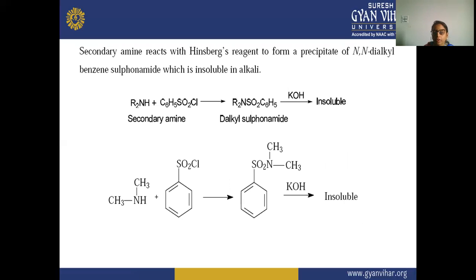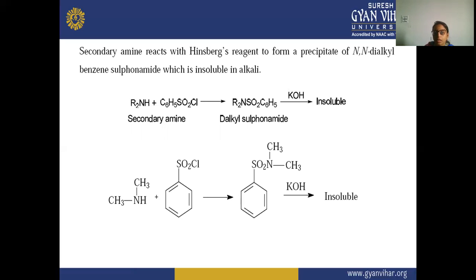Next are the secondary amines. Secondary amines react with the Hinsberg reagent and form a precipitate of N,N-dialkyl benzene sulfonamide, which is insoluble in alkali. The secondary amine reacts with C6H5SO2Cl, forming a dialkyl sulfonamide. In the earlier case there was a monoalkyl sulfonamide because only one alkyl group was attached to the nitrogen, but in this case two alkyl groups are attached to the nitrogen.